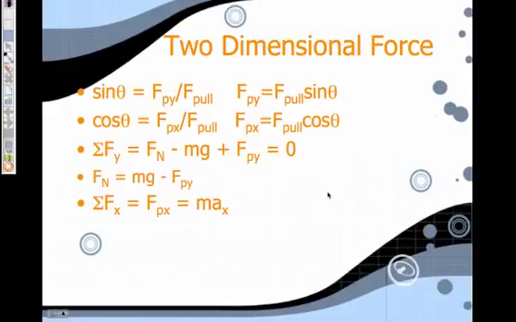We're using all of the same equations basically. I just put in some specifics like the force applied. I made it force pull. You can make it force applied, doesn't matter. But we're just basically going to be using your trig functions. Force of the pull in the y direction.